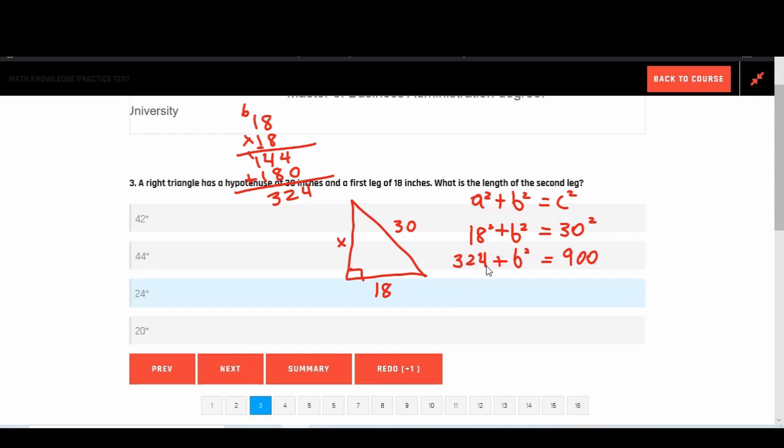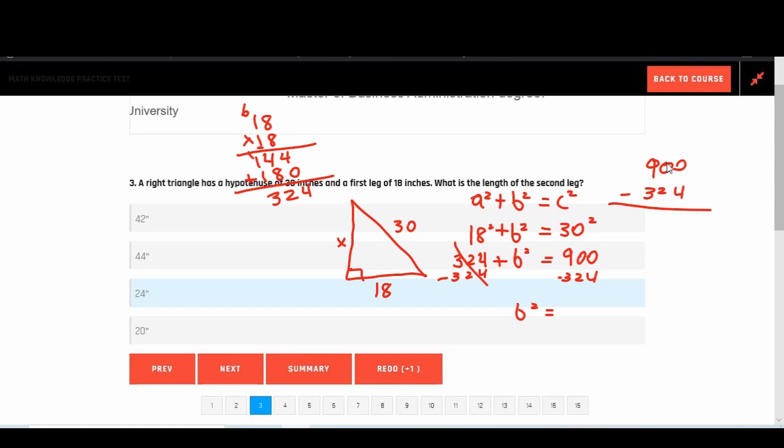Okay, let's go ahead and continue solving for b squared in this case. To do that, the next thing I'm going to do is subtract 324 from both sides. This crosses out. I'm left with b squared equals 900 minus 324. Let's go ahead and do this.